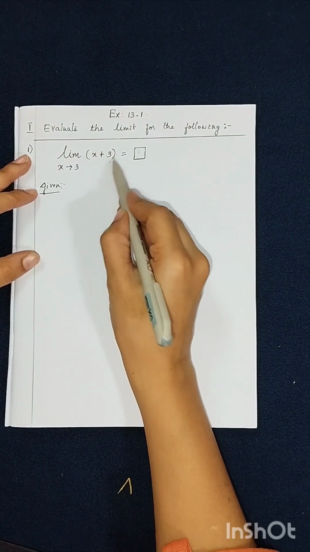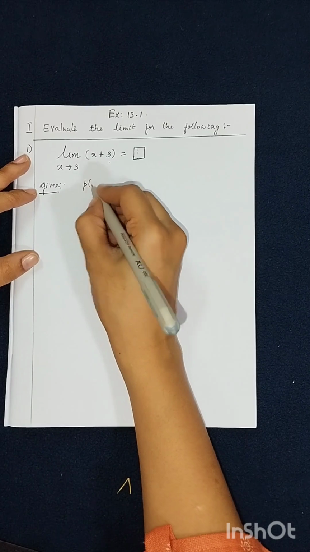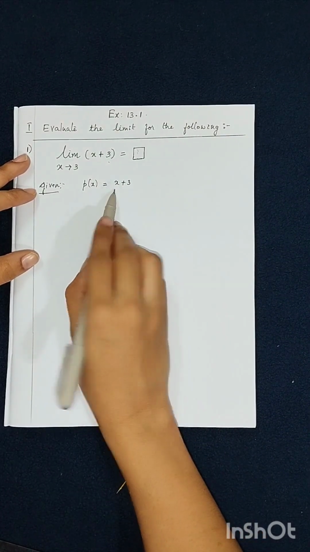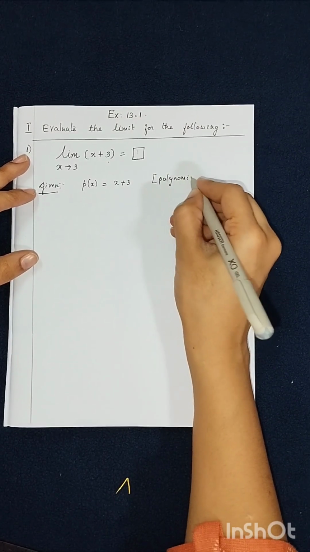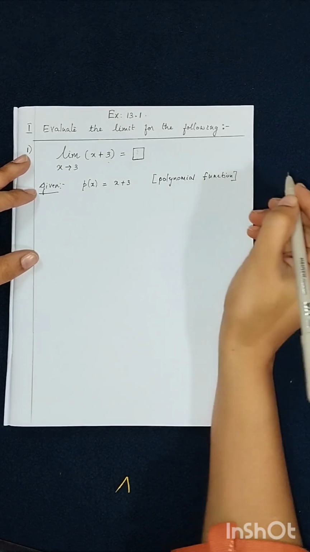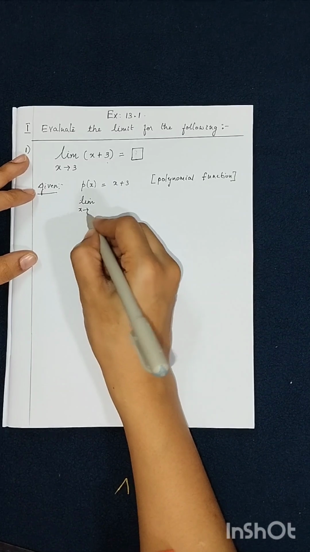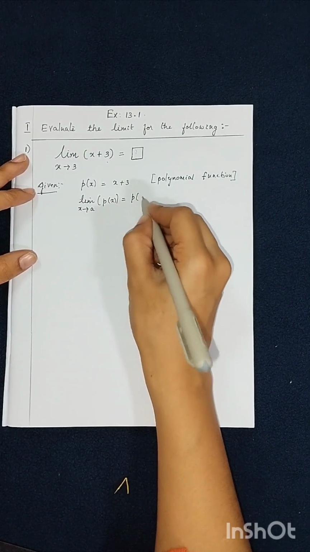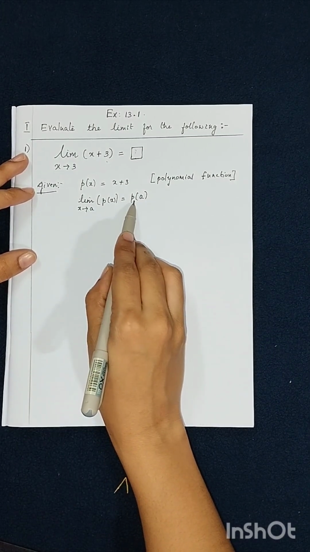First we will look at the function. The first function they have given is x plus 3. Given p of x is equal to x plus 3. Now this is a polynomial function, right? Now how do we find the limit of the polynomial function? When limit x tends to a, p of x is equal to p of a. Right? Limit value is equal to functional value.